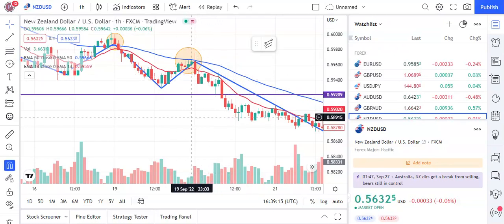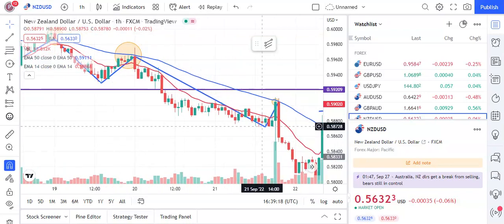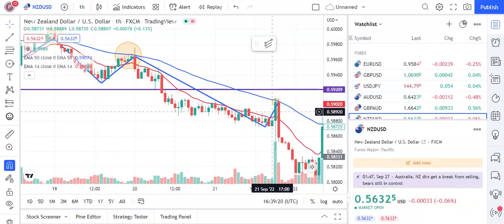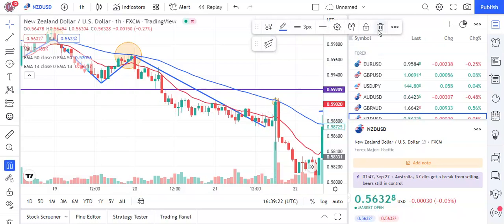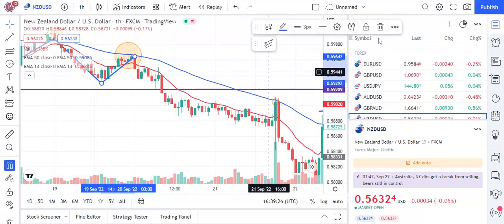So these are what I look at, trading with my moving averages. I look at it in different pairs, and this occurs regularly.